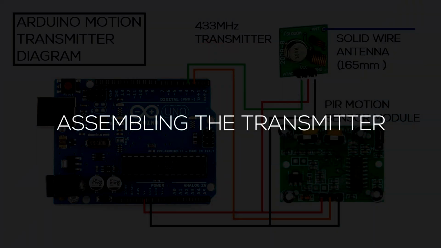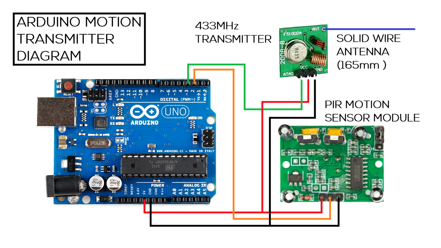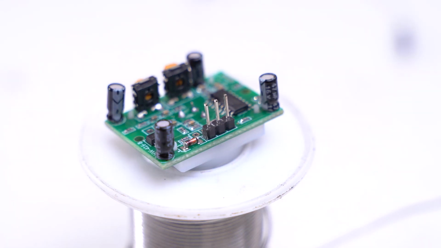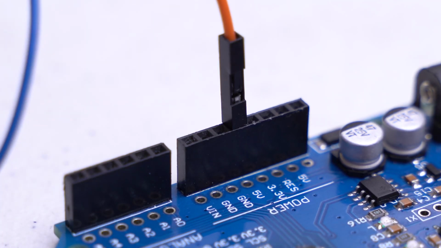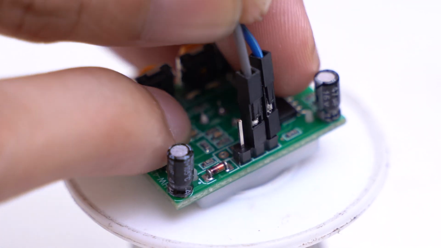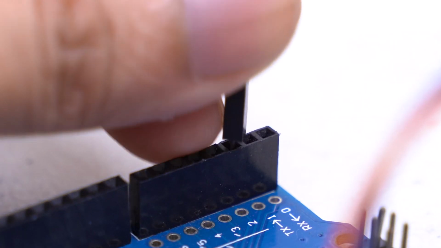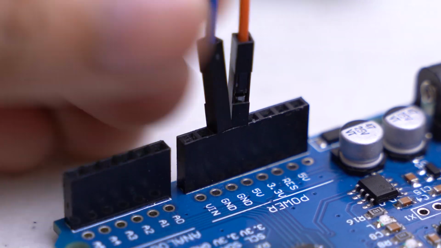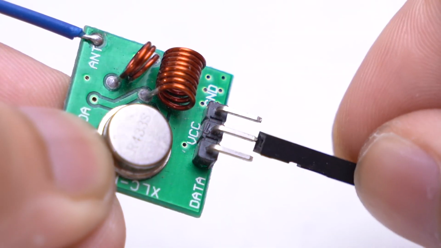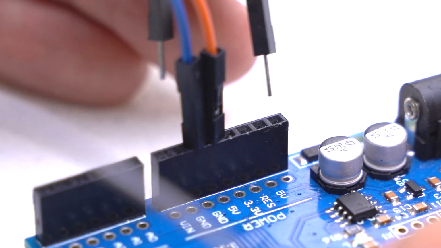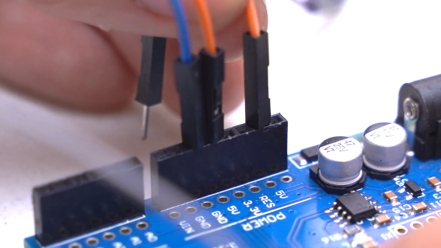Now let's assemble the transmitter. Here's a diagram of the wiring. Let's start by connecting the VCC pin of the motion sensor to the Arduino's 5V pin. The sensor's digital output goes to pin number 2 of the Arduino, while the ground of the Arduino goes to the sensor's ground pin. The VCC pin of the transmitter module goes to a 5V pin of the Arduino.